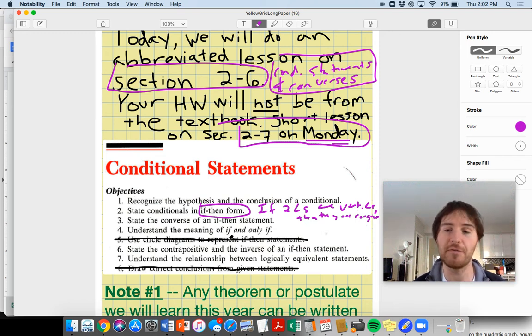Next, state the converse of an if-then statement. If-then statements have two parts, right? We have the if part and the then part. What might a converse be? How might stuff move around? Then, understand the meaning of if and only if. We'll do that today. So we're doing 1, 2, 3, 4 today.